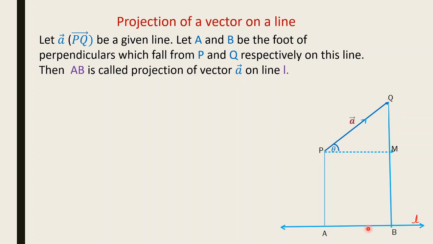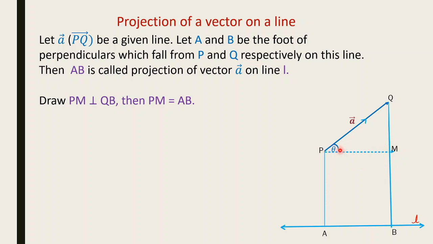Now I need to find out what is AB. I came to know the projection of vector A on line L is AB, but what is the value of AB? Let us find out. Just make a note here, please. Draw PM perpendicular to QB. Then when you draw PM perpendicular to QB, automatically this PM will become AB.